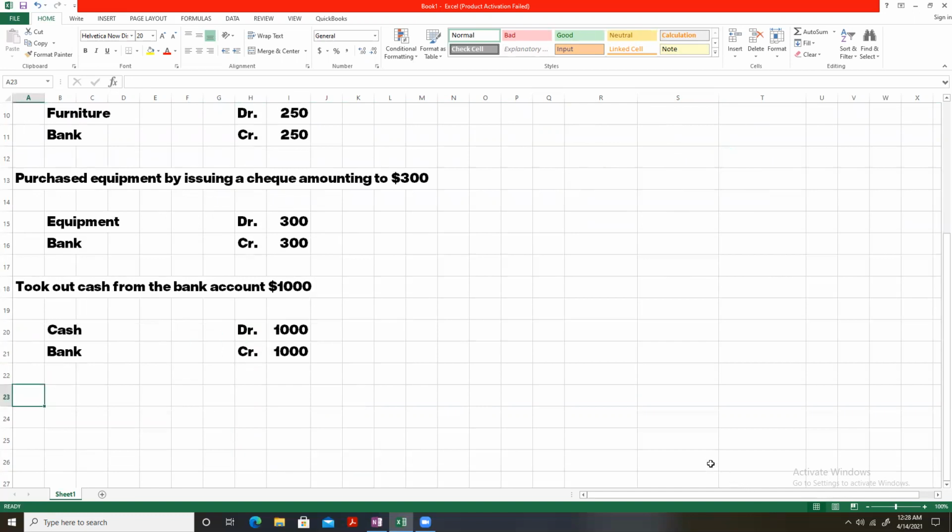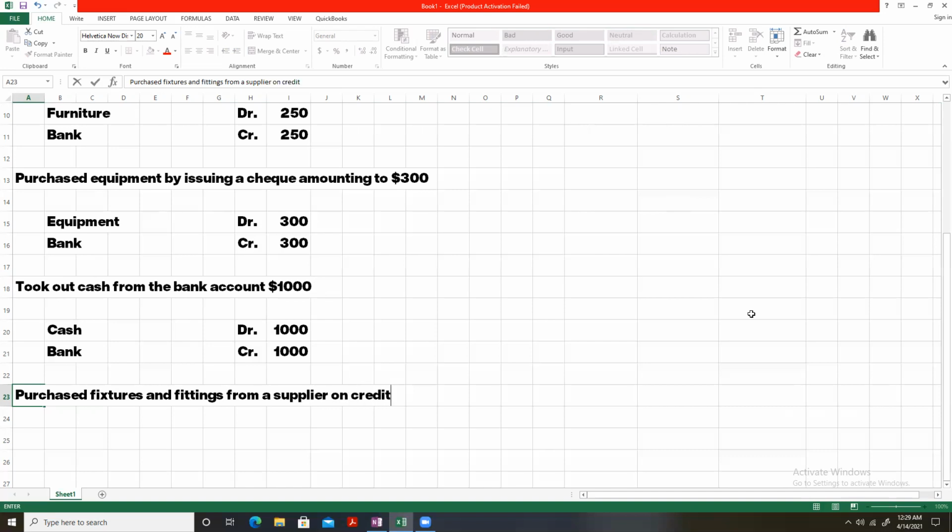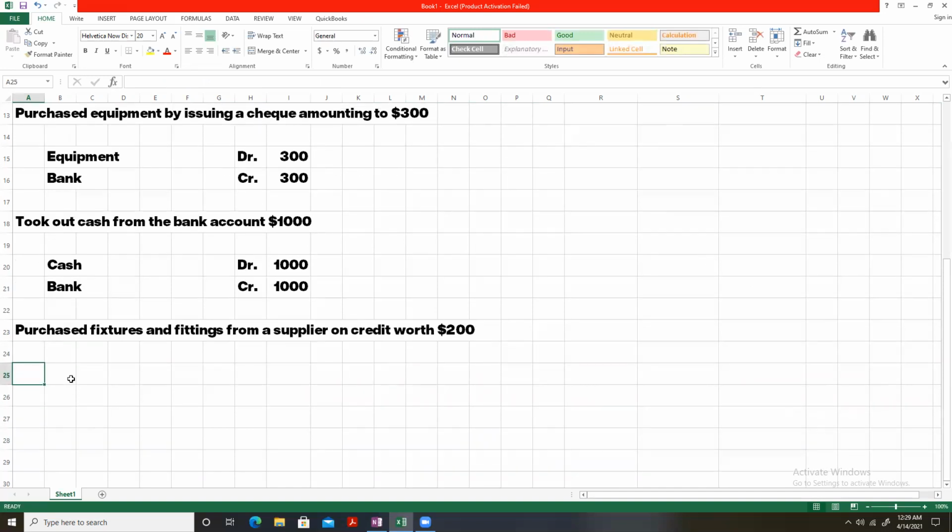Moving forward, let's suppose we purchase an equipment, or let's say we purchased fixtures and fittings from a supplier on credit worth $200. Let's suppose we purchase fixtures and fittings from one of our suppliers on credit.